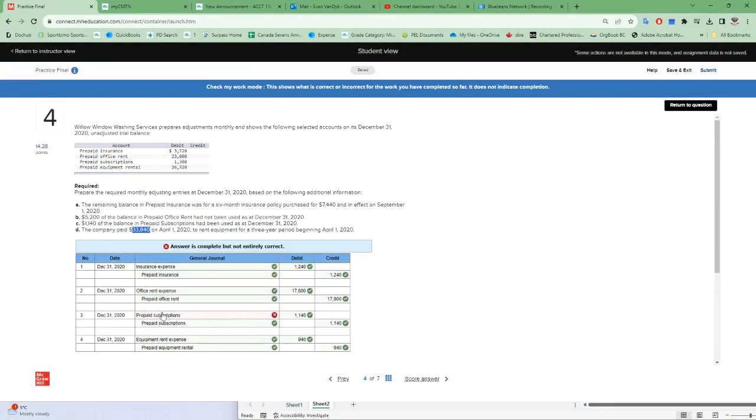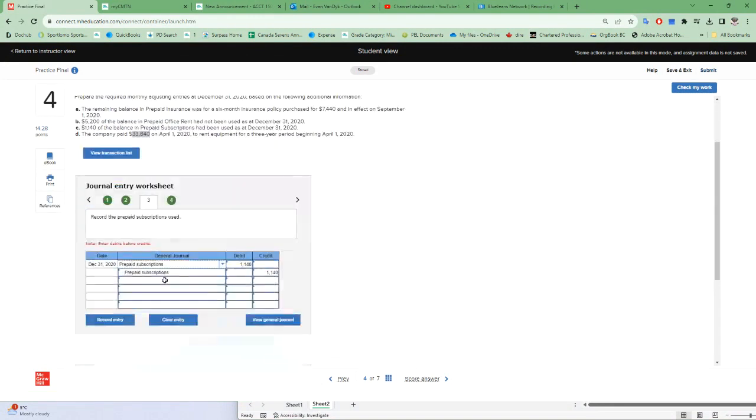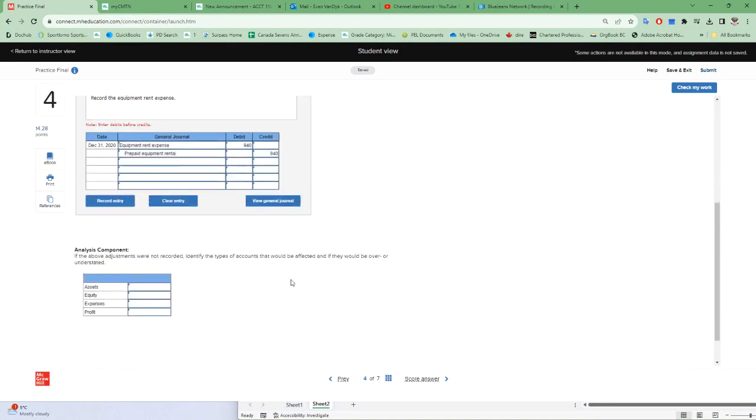And this should be the subscription expense. So that's all that is. Again, just a silly little error here. Just make sure you check your work. I would have hoped that I would have seen that I used the same account twice there when I was checking my work.